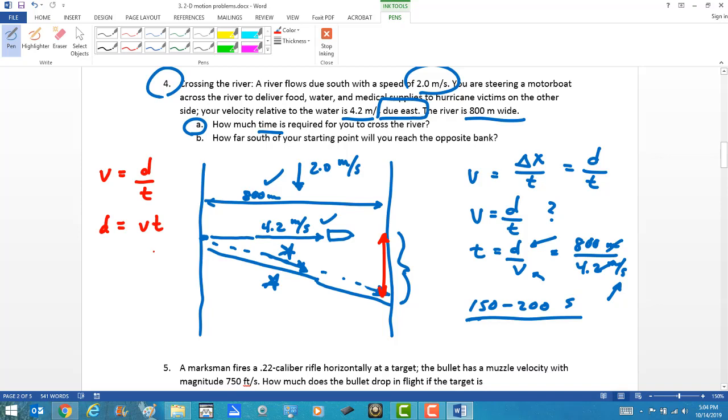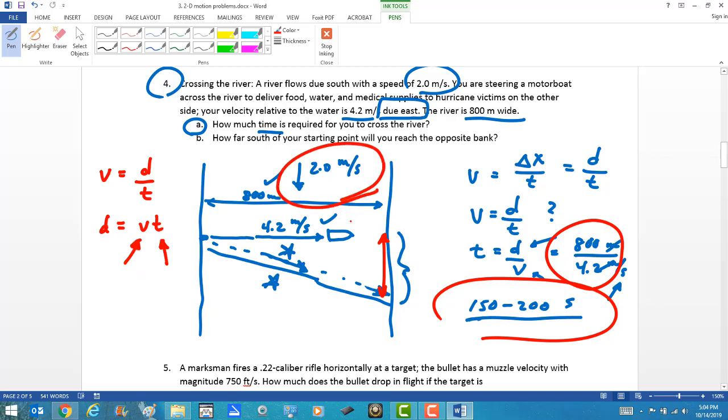In this case, you know the time that you are in the water. You just solved for that. I told you it was between 150 and 200 seconds. It's just 800 divided by 4.2. And the velocity that you use has to be the velocity going from north to south now, right there, which was stated in the problem. So this is a very simple multiplication problem. It's just 2.0 times the time that you solved for over there. And as a self-check, your answer should be in the range of 350 to 400 meters.